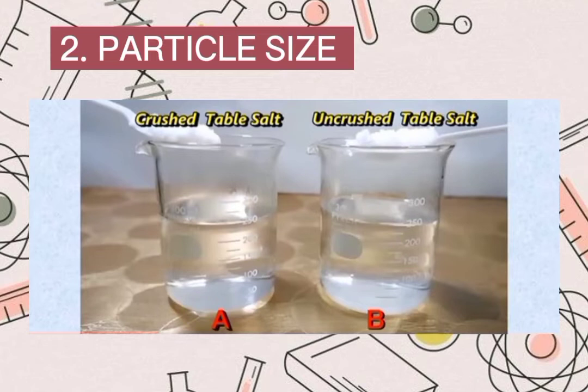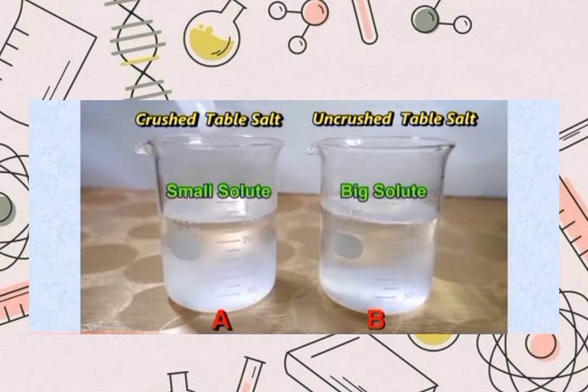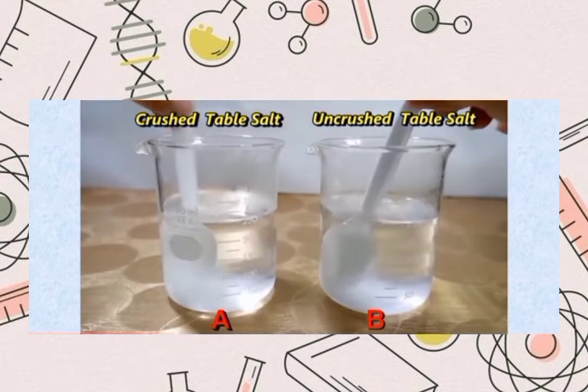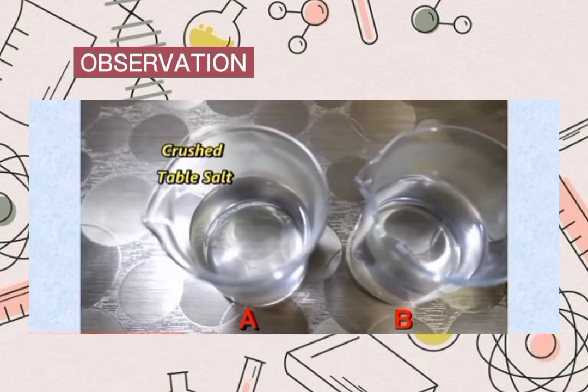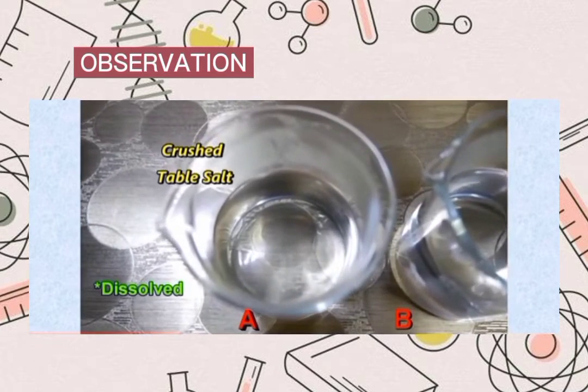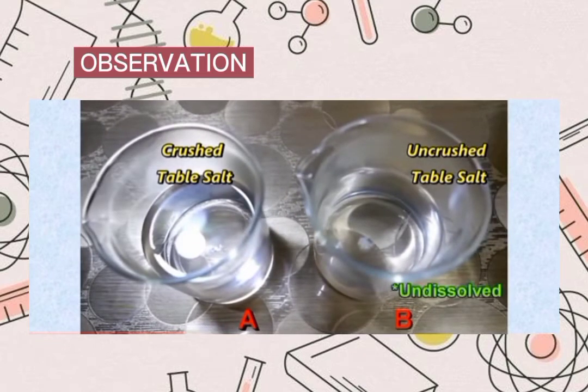The second one is the particle size. The crushed table salt is put into beaker A and the uncrushed table salt is put into beaker B. The particles of crushed salt are smaller than the uncrushed salt. Stirring both solutions, observation: all of the crystals in crushed salt dissolve in water while there is still a small amount of uncrushed salt in beaker B. Therefore, the smaller the solute particle, the faster it will dissolve in a solvent.